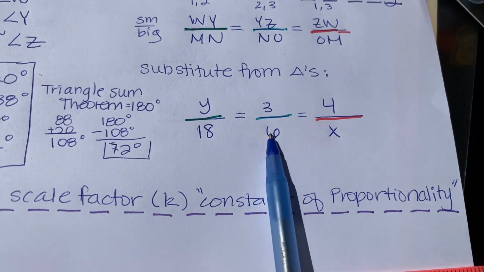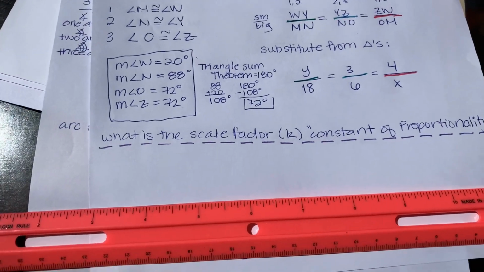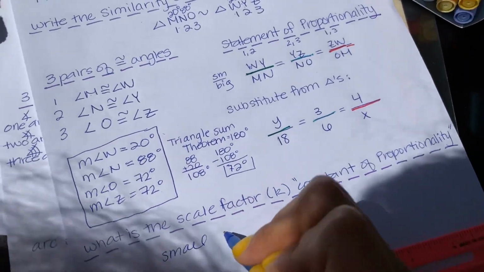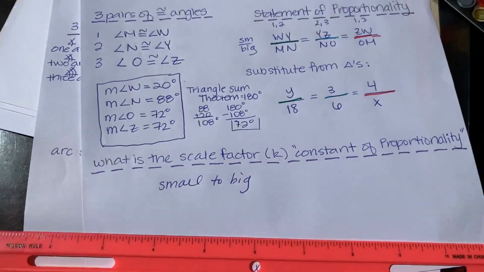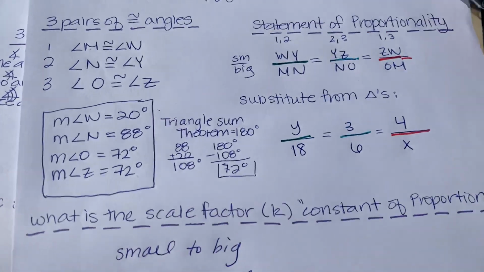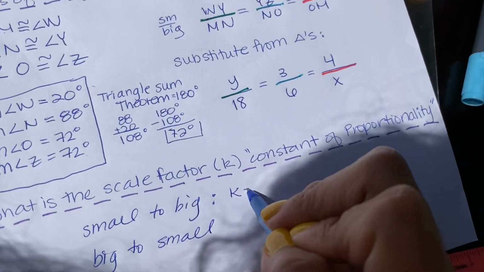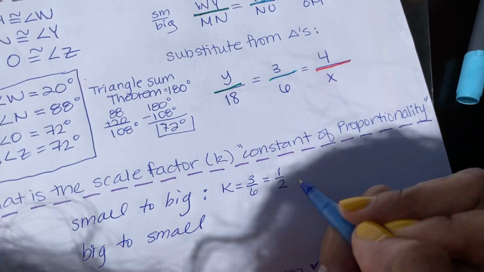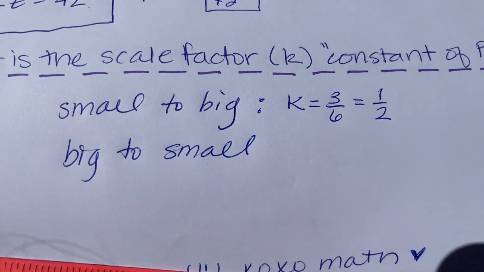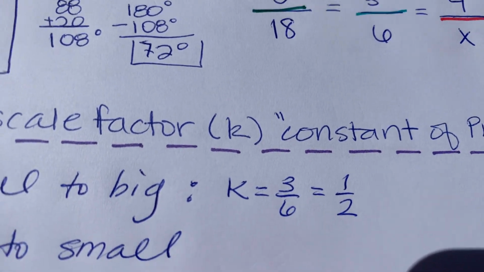It's number over number. So when I look at this, because that's my next question, what is a scale factor, K, constant of proportionality? Well, we're solving small to big, so that's why we're going to get this constant. If you went big to small, it would be the reciprocal. Okay, so we're solving small to big. You have 3 over 6. So what is our K? Our K is 3 over 6 or 1/2, right? But if you solved big over small, I don't want to write it because I don't want to confuse anybody, but it would be 2 or 6 over 3, okay?